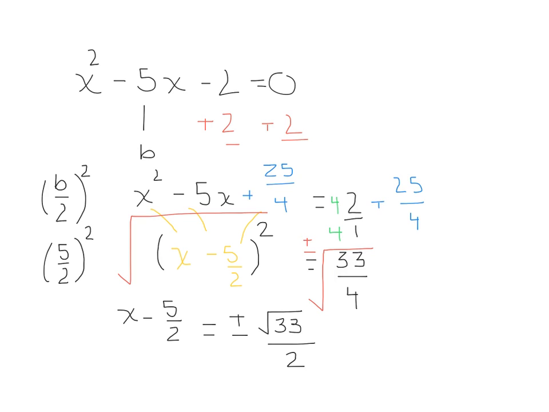And then finally, the last thing we have to do is just to get the x alone, add 5/2 to both sides. And we'll have, for our final answer, x is equal to 5/2 plus the square root of 33 over 2 and minus the square root of 33 over 2. And that's your answer. That radical cannot be simplified.